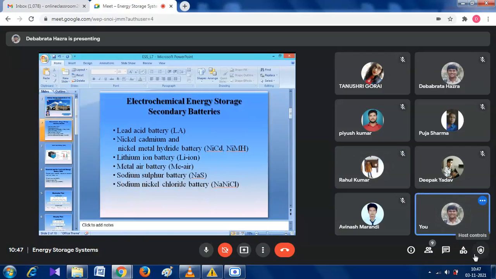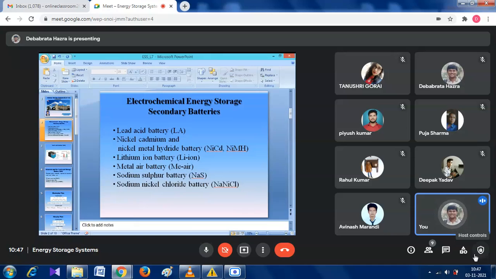Today, our topic is electrochemical energy storage system. Previously, we studied the mechanical energy storage system. Today, our topic is electrochemical energy storage system. That means basically we have to study the secondary battery, then we have to study the closed battery. First, we study the secondary batteries.